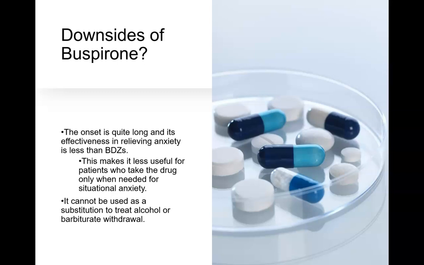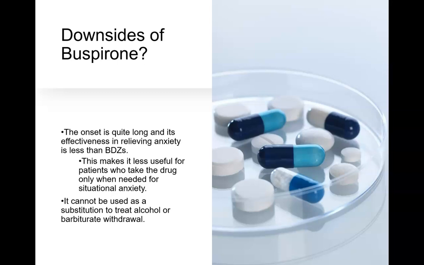And additionally, sometimes with the side effects, people don't always feel good when they take it. They feel a sense of malaise. And additionally, its effectiveness in relieving anxiety is going to be less than you would see for benzodiazepines. So this is going to make it really unhelpful for somebody who has something like situational anxiety. They get anxiety when they fly, or they get panic attacks. Buspirone's not really going to work very well for this.